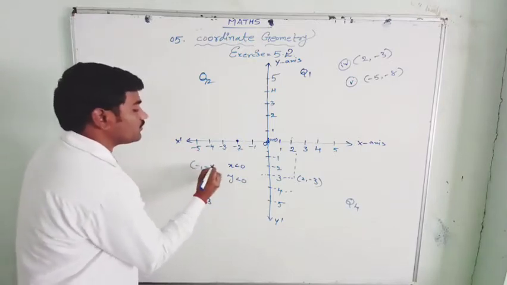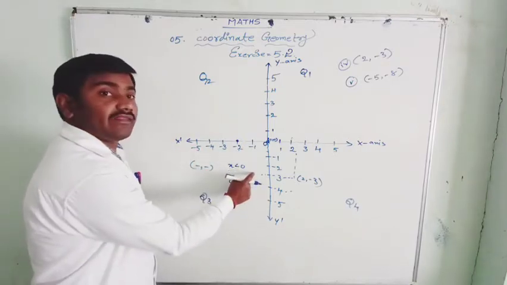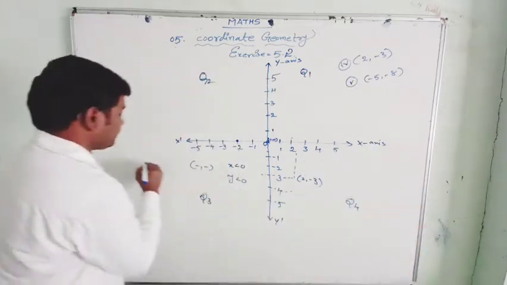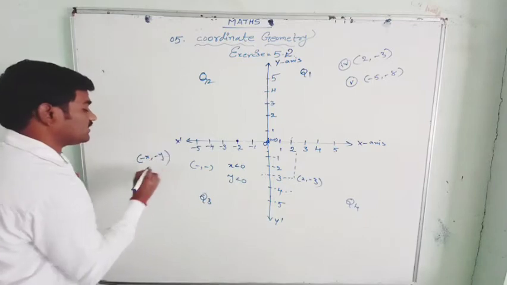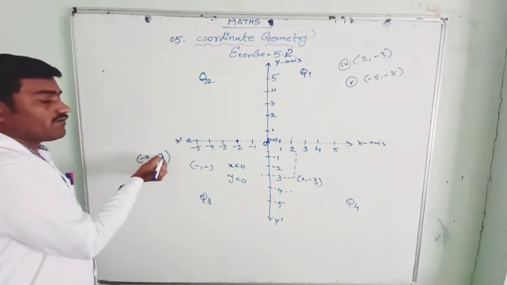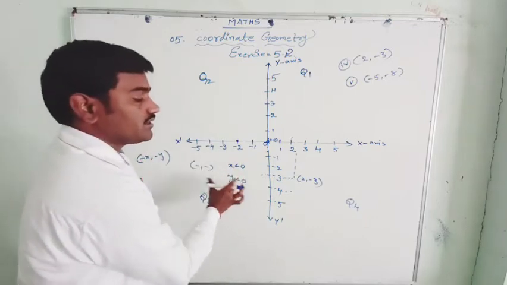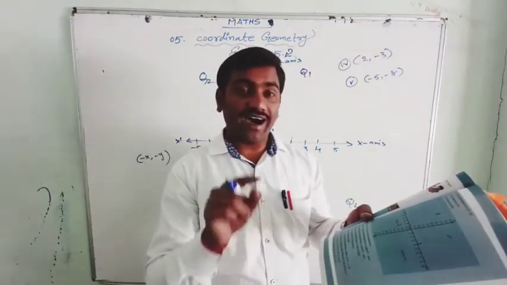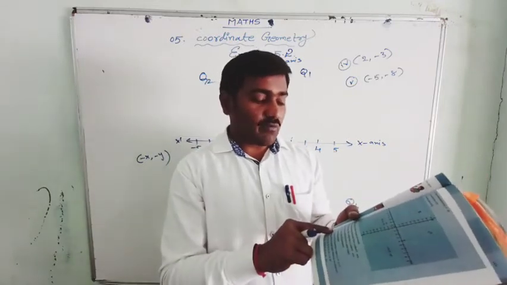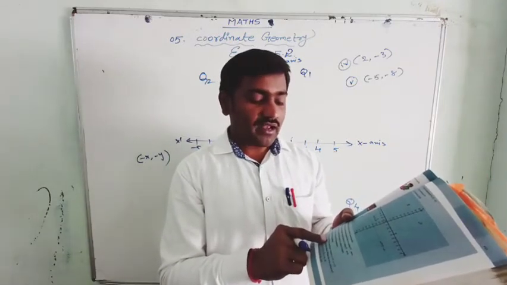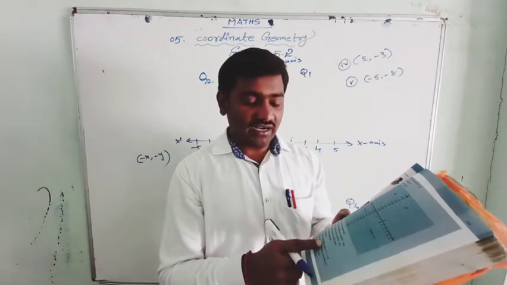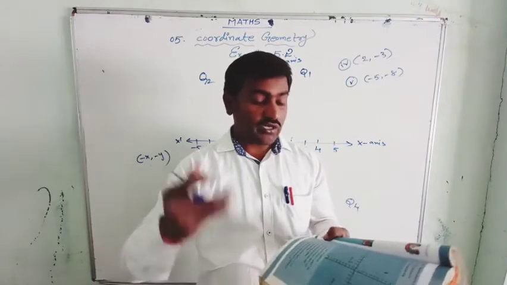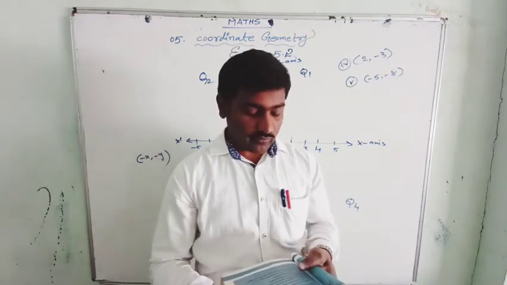If both are negative, it lies in the third quadrant. So here the point (-x, -y), the x value is negative and the y value is negative, hence the point lies in the third quadrant. So the given statement here is false. The correct statement is: the point (-x, -y) lies in the third quadrant, where x is less than 0 and y is less than 0. I hope you understood this fifth bit also.